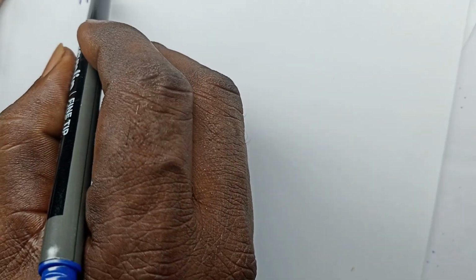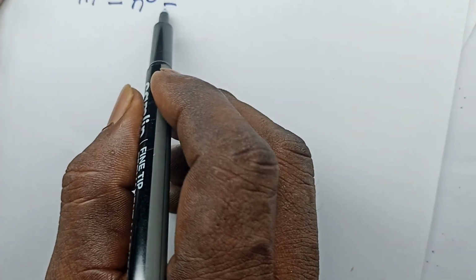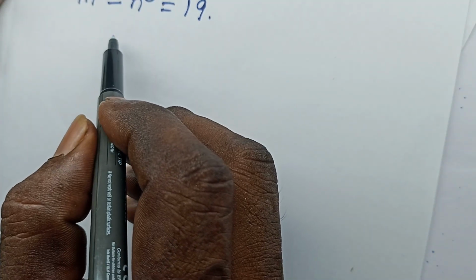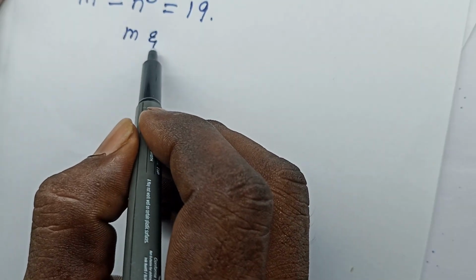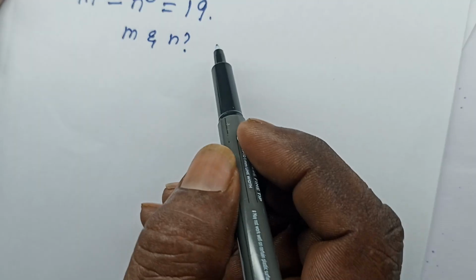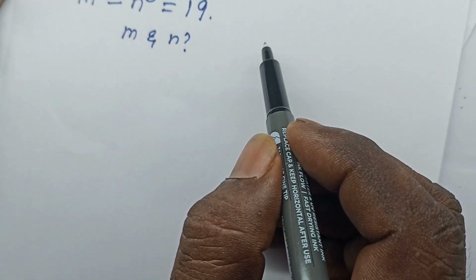m cube minus n cube equal to 19. What is the value of m and n? m and n are positive integers. First we find out the multiple factors of 19.